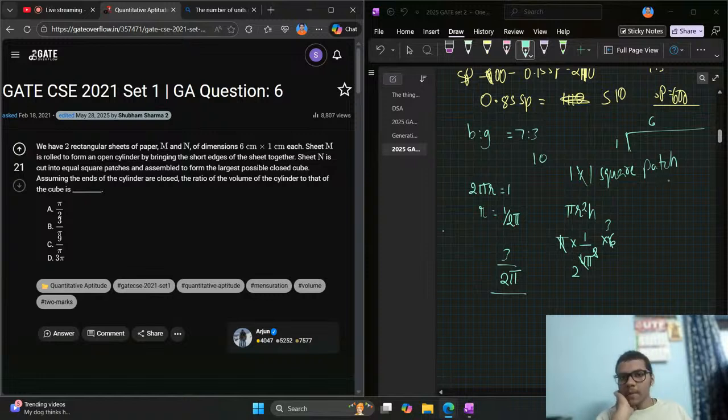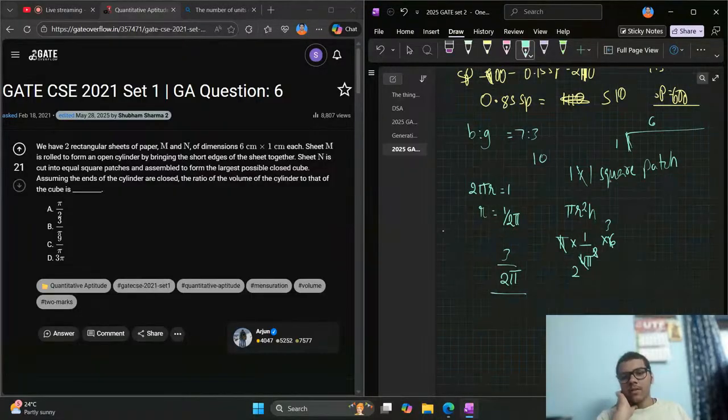Okay, my bad. Because what I thought is it was rolled like this, bringing the short edges together. I mean, I solved a lot of questions bringing the long edges together, and I did not say this, short edges together. So if you bring the short edges together, it will become 6, absolutely.